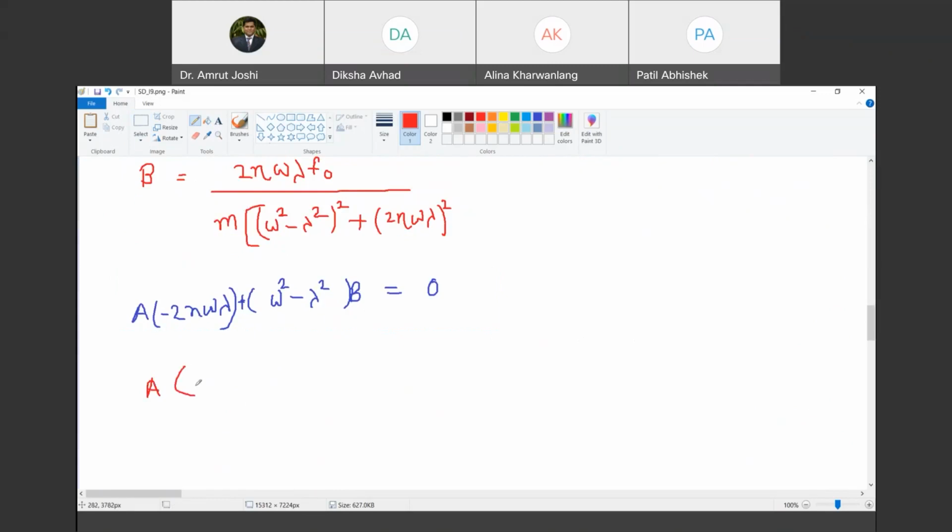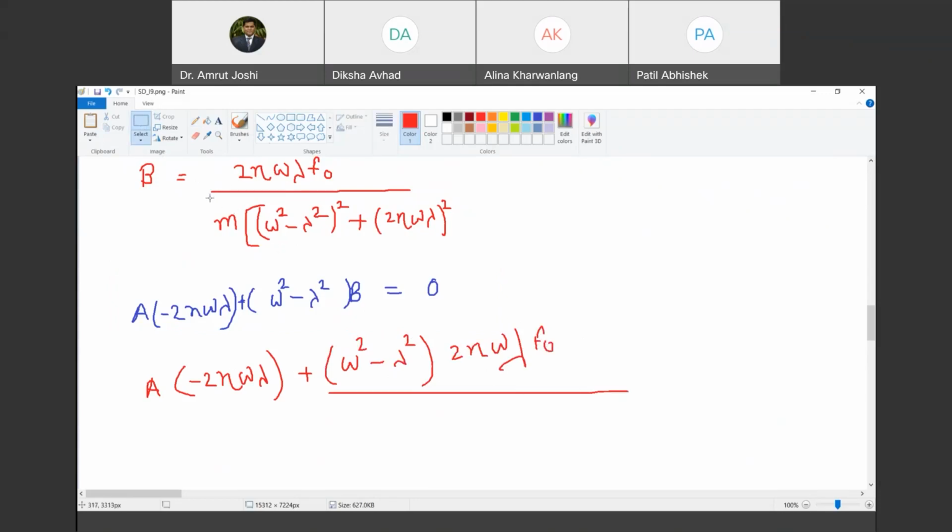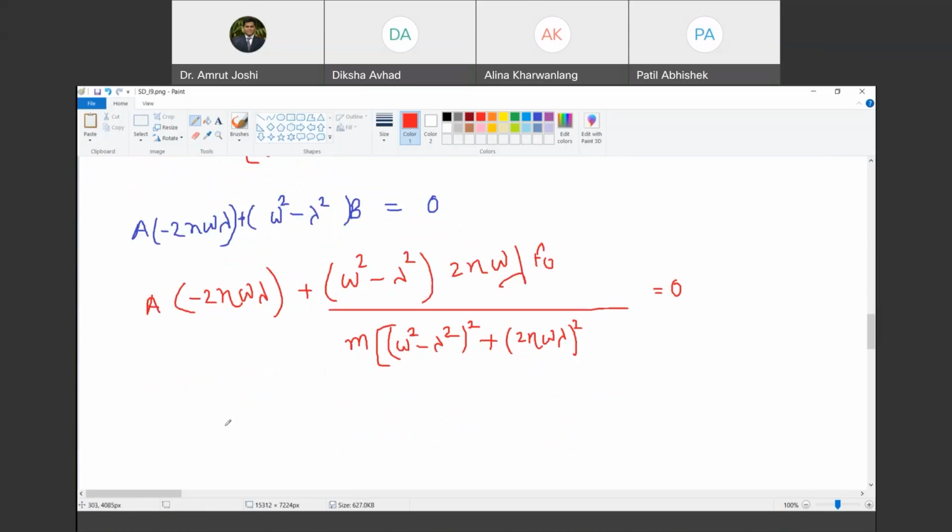a into minus 2 eta omega lambda plus omega square minus lambda square into 2 eta omega lambda f0, this divided by the denominator, is equal to 0. Happy? So what is the value of a?